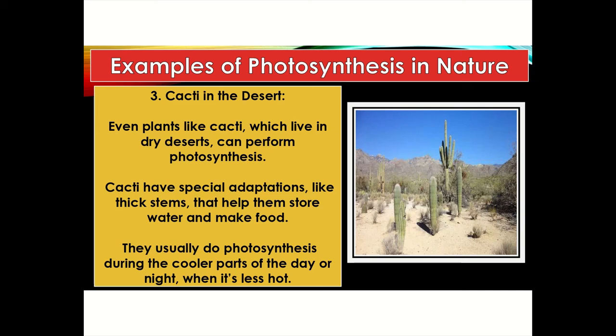3. Cacti in the desert. Even plants like cacti, which live in dry deserts, can perform photosynthesis. Cacti have special adaptations, like thick stems, that help them store water and make food. They usually do photosynthesis during the cooler parts of the day or night, when it's less hot.